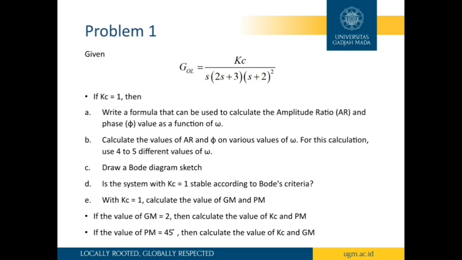D. Is the system with Kc equal 1 stable according to both criteria? E. With Kc equal 1, calculate the value of Gm and Pm. And if the value of Gm equals 2, then calculate the value of Kc and Pm. If the value of Pm equals 45 degrees, then calculate the value of Kc and Gm.